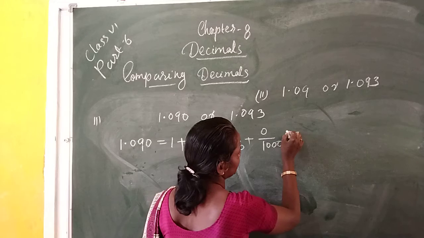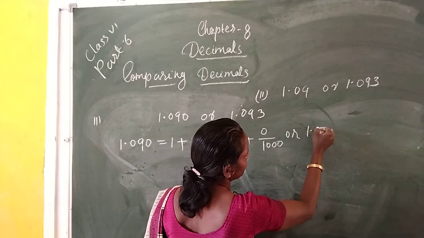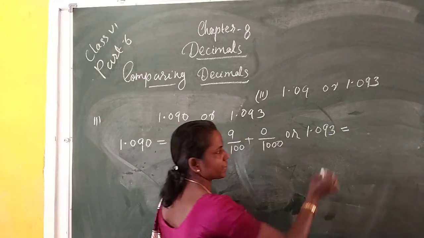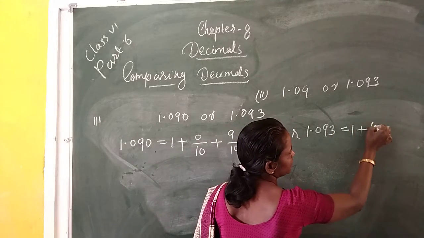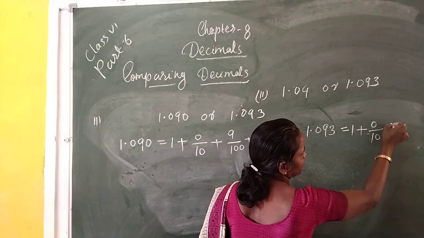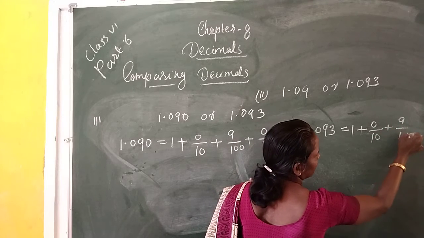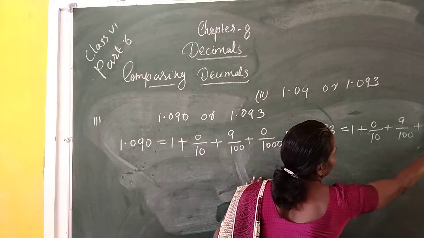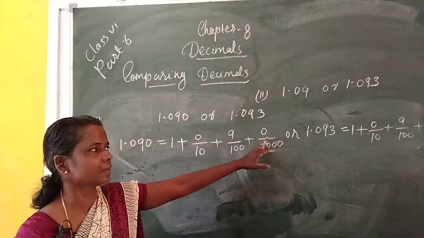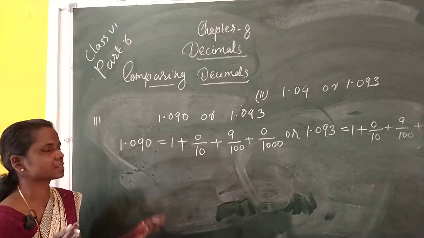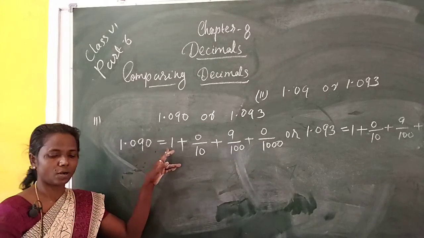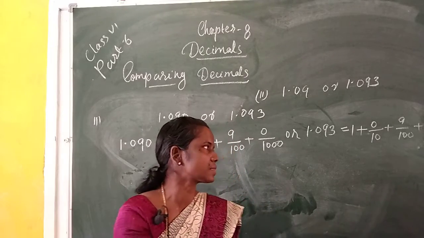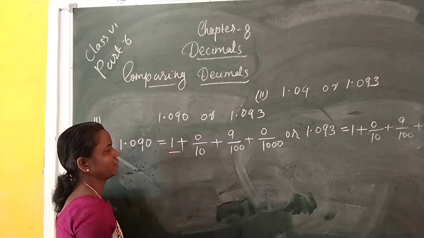Then we write its expanded form. The next, second number, 1 decimal 093, is equal to whole number place 1 plus 0 by 10 plus 9 by 100 plus 3 by 1000. Is it clear? Then we compare which place? First we look its whole number part. First number whole number part is 1.